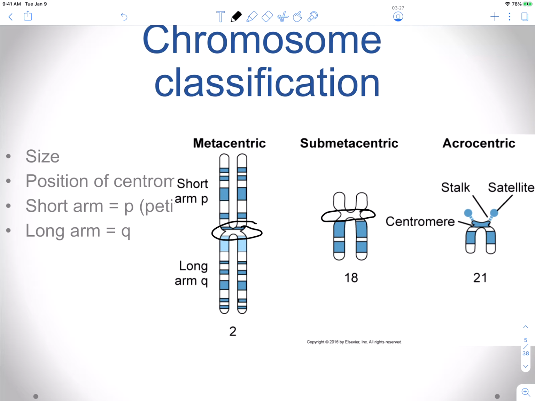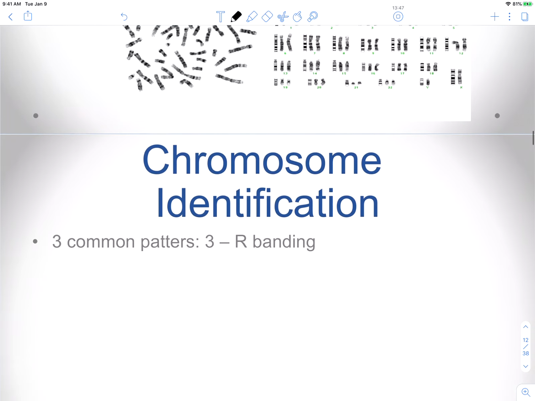These are going to be similar to the Q bands. You're going to have the AT, which is going to be dark, and then you're going to have the GC, which is going to stain light. So those two banding patterns are very similar. For the fluorescent banding pattern, of course, you need a fluorescent microscope to see it, whereas for the Giemsa staining, you do not need that fluorescence.